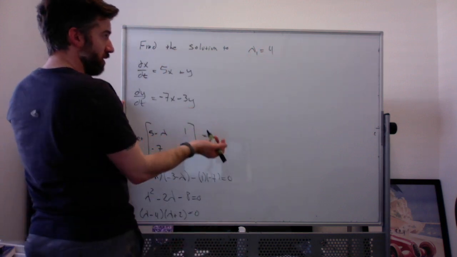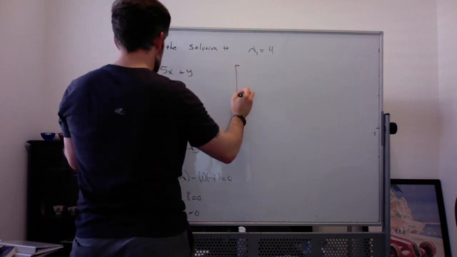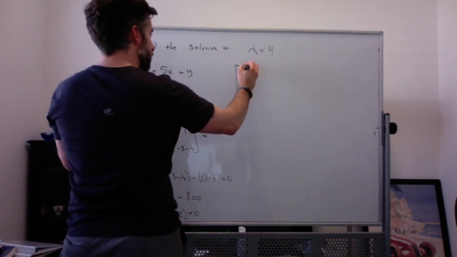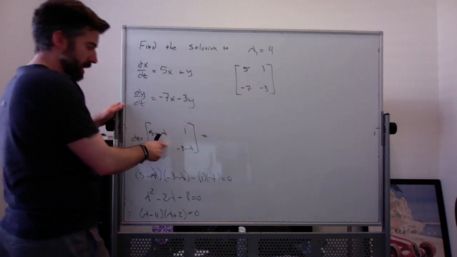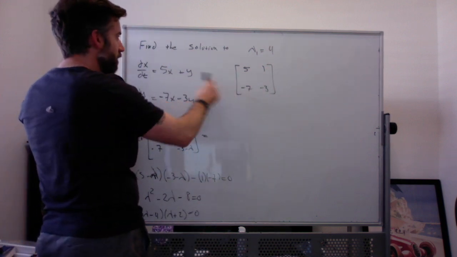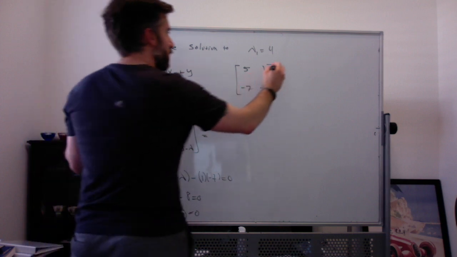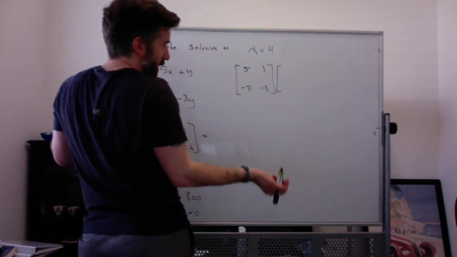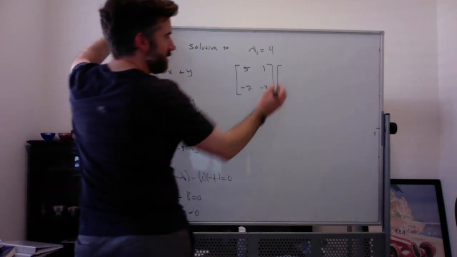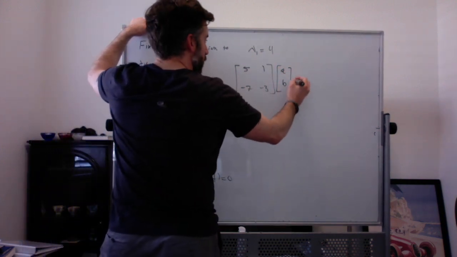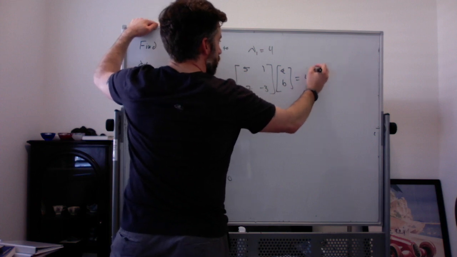For lambda 1 equal to 4, let's find the eigenvectors. I'll take my matrix A, 5, 1, negative 7, negative 3. This is A minus lambda I, this is just A. Multiply it by the candidate for the eigenvector, which I don't want to call x and y because it's confusing. Let's just call it a and b, equals 4 times that.